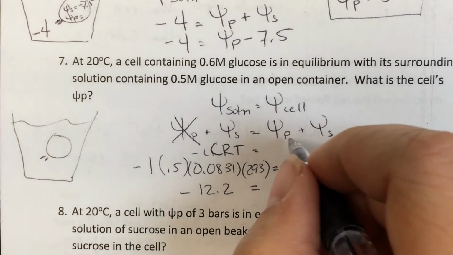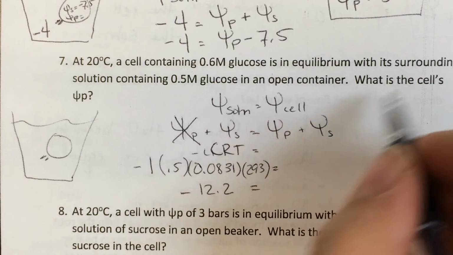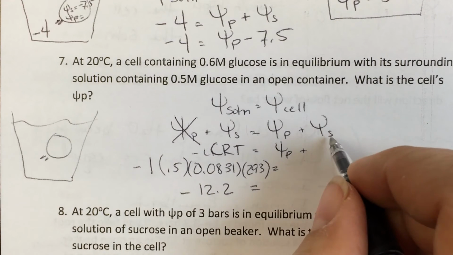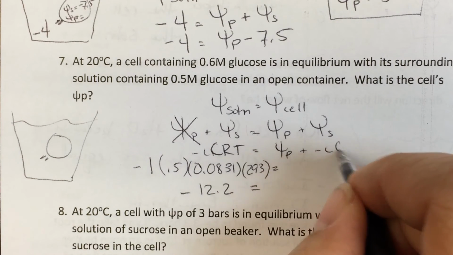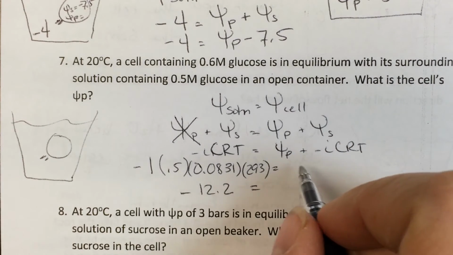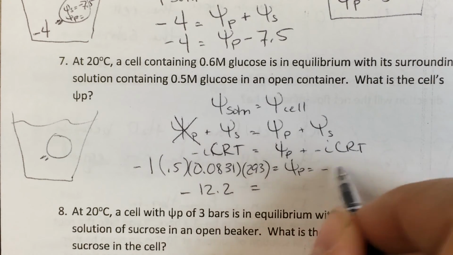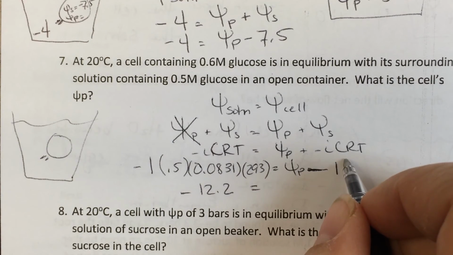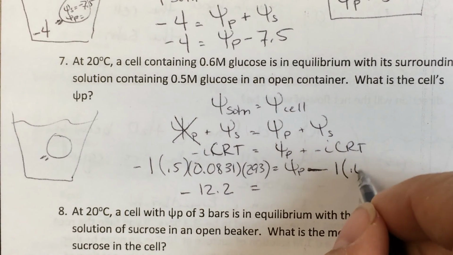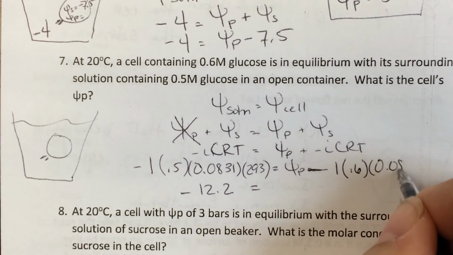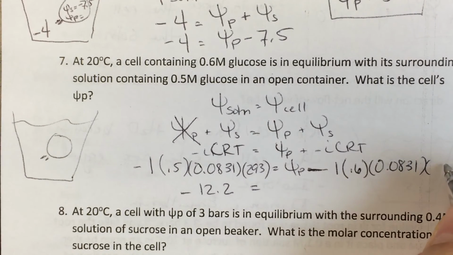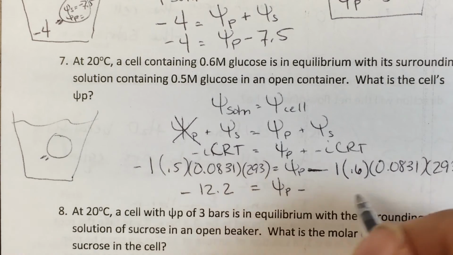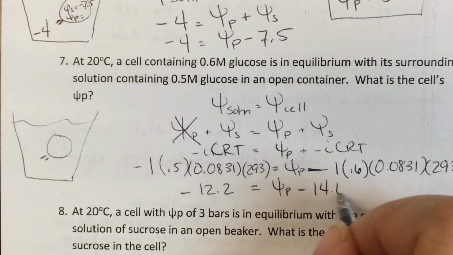On the right-hand side, psi p plus psi s, we are solving for psi p, so that value is still unknown. But we can figure out psi s, because that should be negative iCRT. So my i value is 1, my concentration is 0.6, R is 0.0831, and my temperature is 293. We work that out, and you end up with negative 14.6.